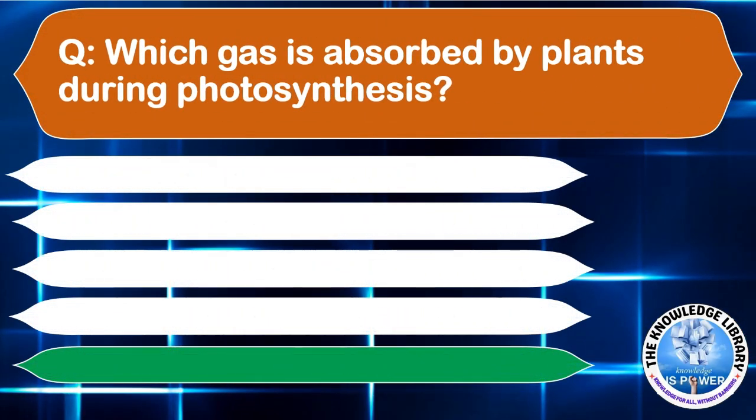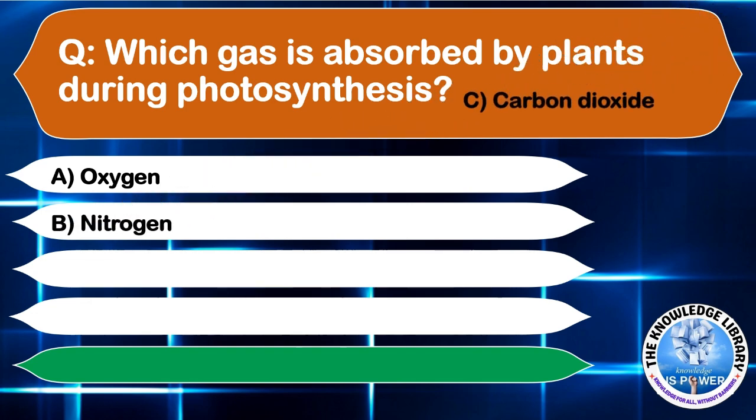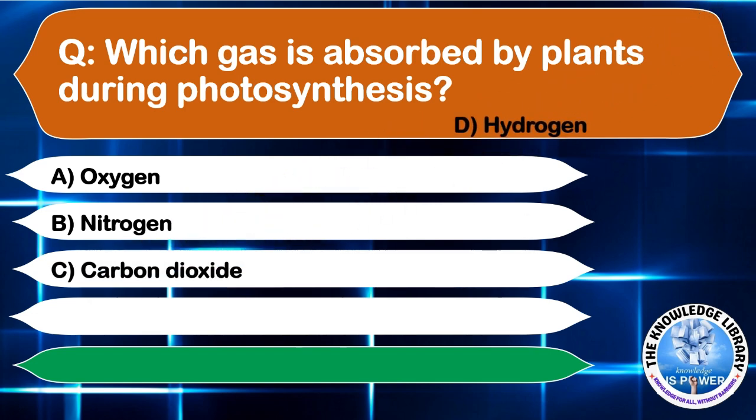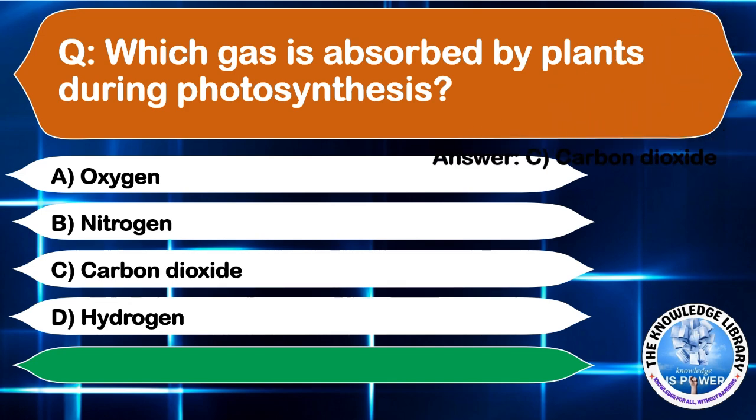Which gas is absorbed by plants during photosynthesis? Option A, oxygen. Option B, nitrogen. Option C, carbon dioxide. Or option D, hydrogen. The correct answer is option C, carbon dioxide. Moving to the next question.